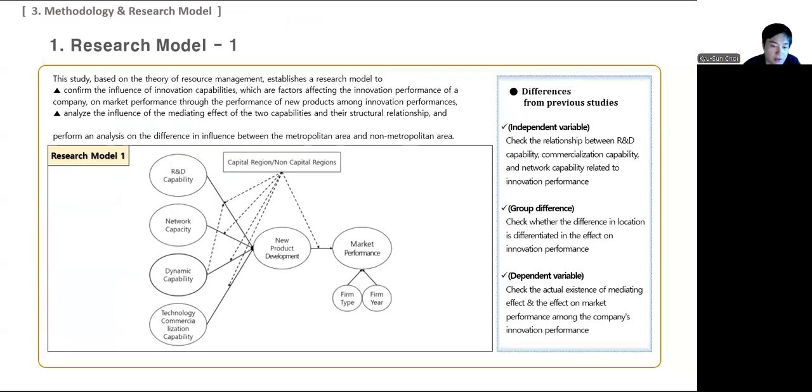as I told you, this study uses RBV theory to set up a research model with three main goals. First, try to have a look at how innovation capabilities like R&D, DC, TCC, and NC impact market performance through NPD. Second, I'm trying to look at and understand the mediating effects of these capabilities and how they relate to each other. Lastly, I'm comparing how these factors influence companies in both capital and non-capital regions.